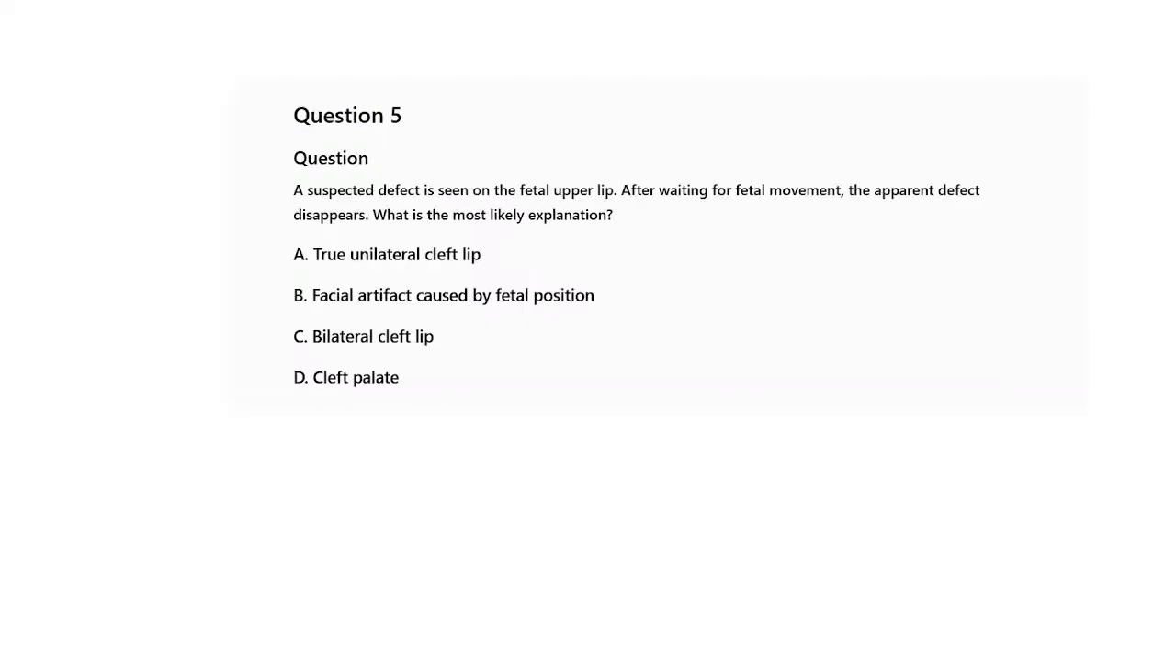Question number 5. A suspected defect is seen on the fetal upper lip. After waiting for fetal movement, the apparent defect disappears. What is the most likely explanation?